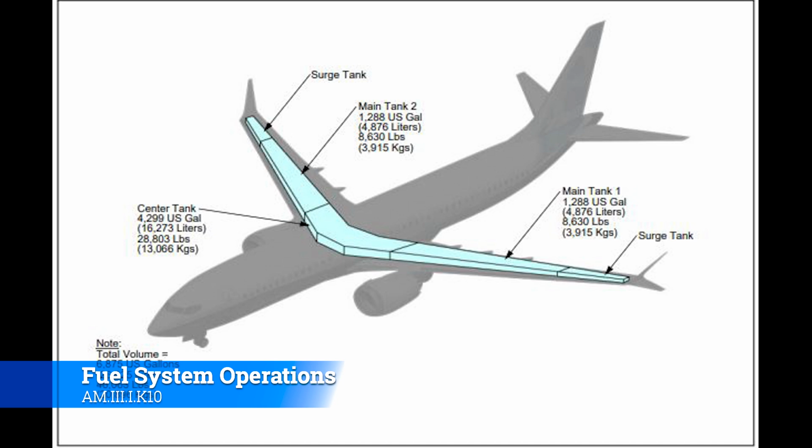And so in order to compensate for that, they have what's called surge tanks. They're fuel tanks on the very end. So if that fuel goes to go overboard, it's going to go into the surge tank and then drain back into the main tanks right there. So that's how the 737 Max's fuel tank system works.